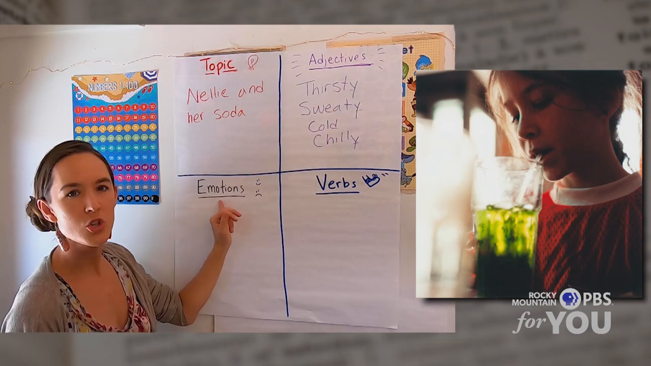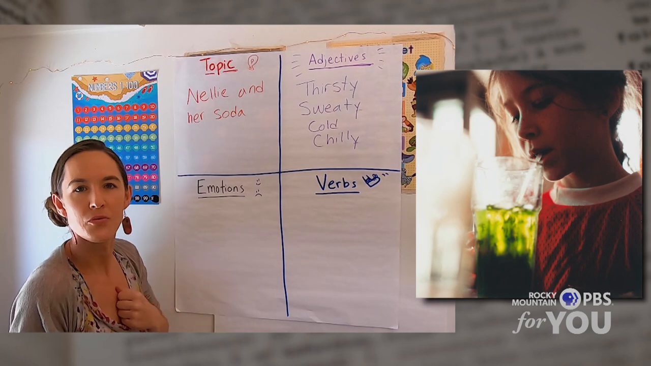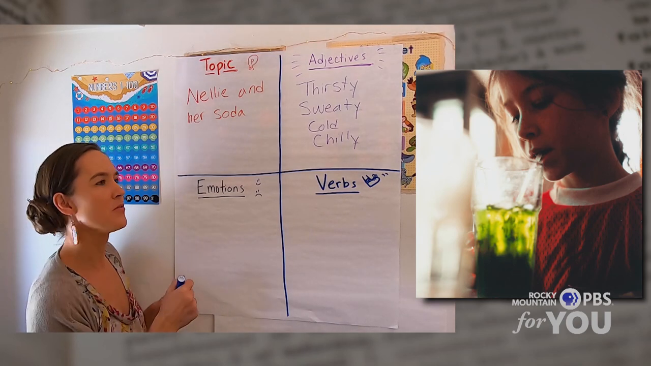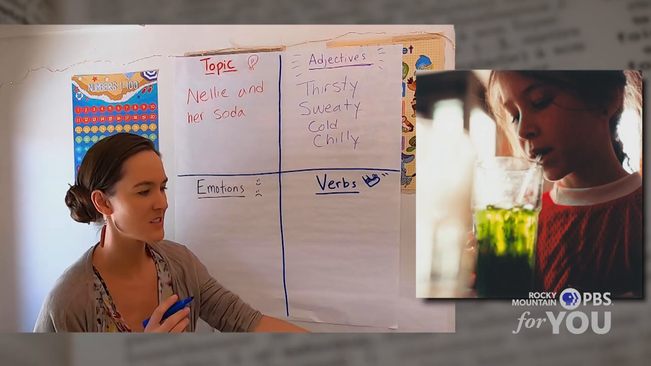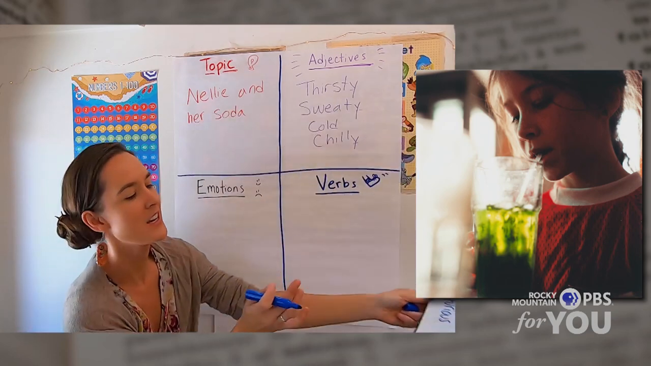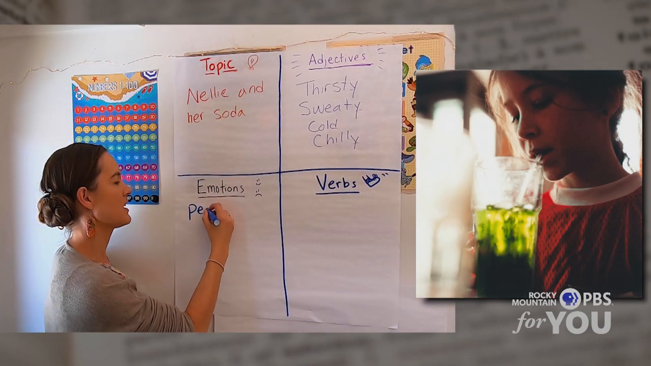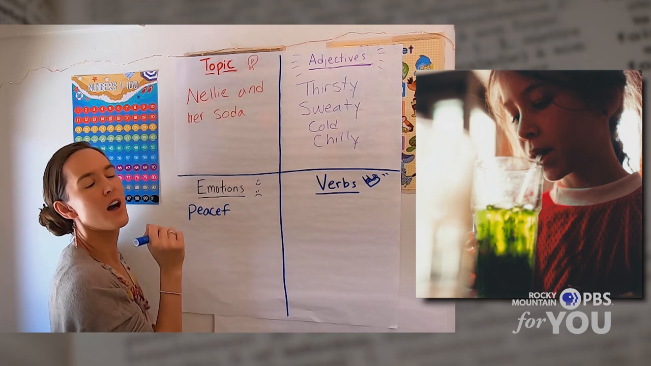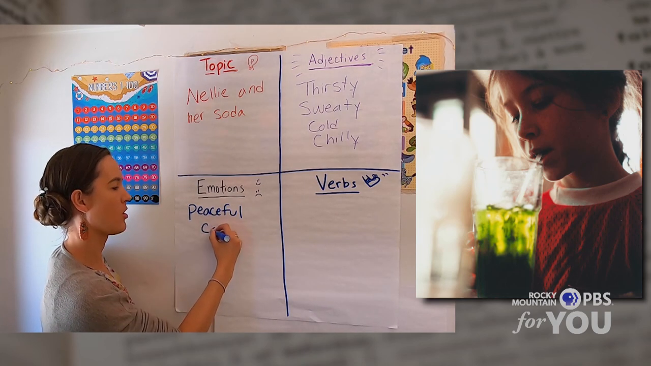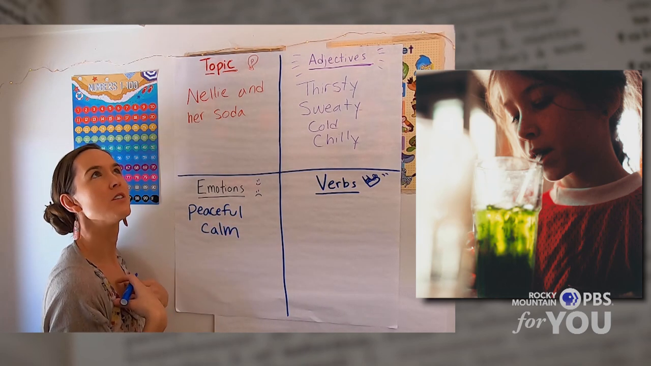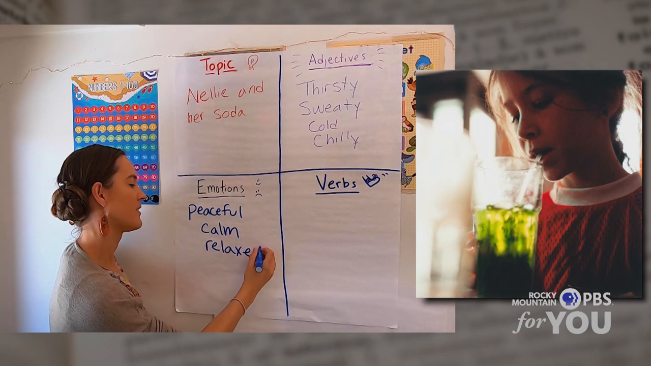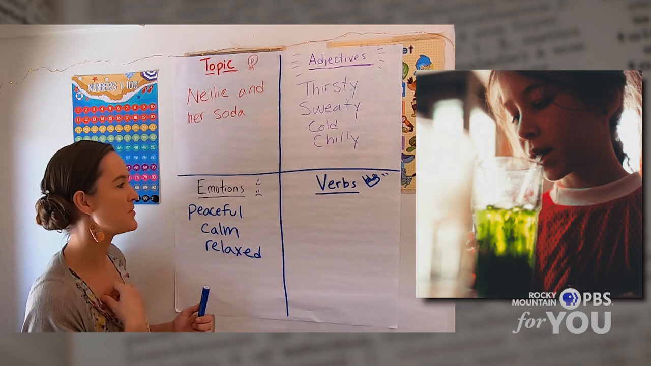Okay, emotions. What does this photo make you feel? Does it make you feel anything? For me, it makes me feel that word that we talked about. Let's look back at our emotions. It makes me feel peaceful, right? She just played a big soccer game, and now she can drink her soda and feel peaceful. Another word for peaceful is calm. It makes me feel relaxed. Okay, those are emotions, how it makes me feel.